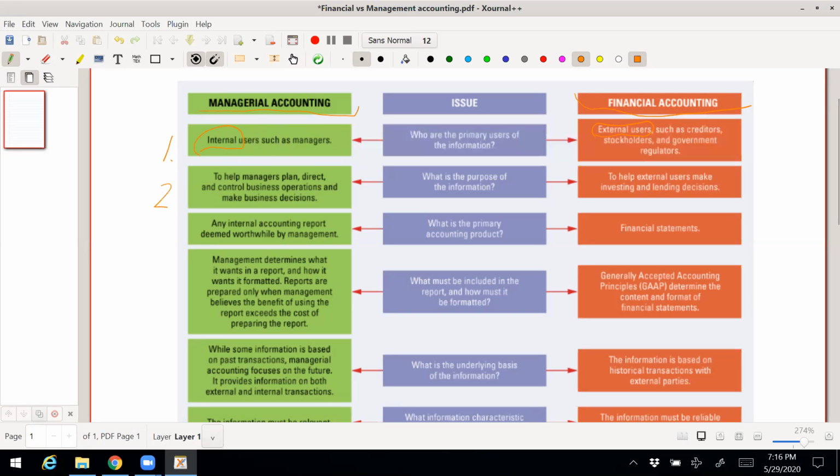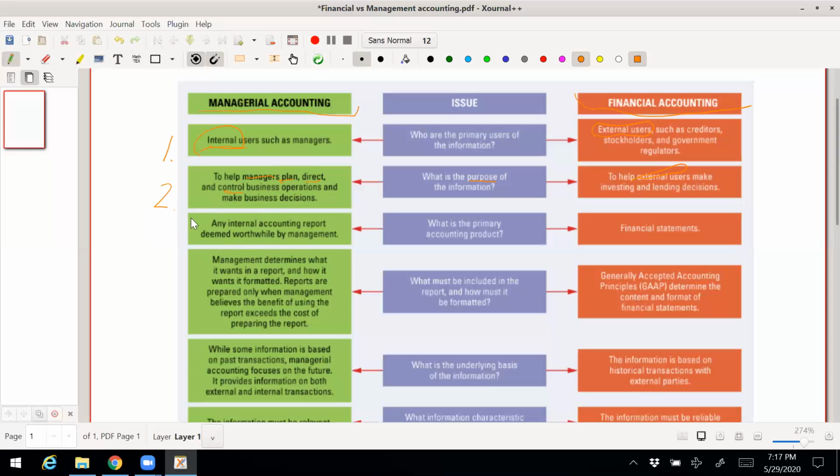The second difference is: what's the purpose of the information? So the general idea is, financial accounting is for external users to decide whether they should invest in this business, yes or no. But managerial accounting is for internal use. So who are the internal users? Those are the managers, right? Managers have 3 activities: they plan, they direct, and they also control their business. So that is the second difference.